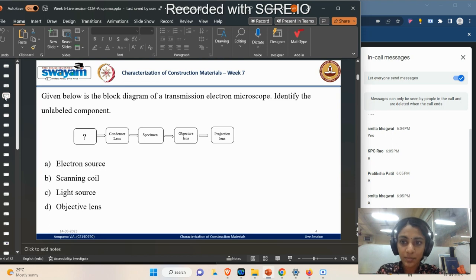Okay, let's move to the next question here. Given below is a block diagram of a transmission electron microscope. Identify the unlabeled component. So this is just a flow chart which shows the process or different components of a TEM, transmission electron microscope. What is missing first? So something, then condenser lens, then specimen, then comes objective lens, and then the projection lens. Is it an electron source, scanning coil, light source, or objective lens? Okay, I have received a response like C and A. Okay, anyone else? Pratiksha goes with A.